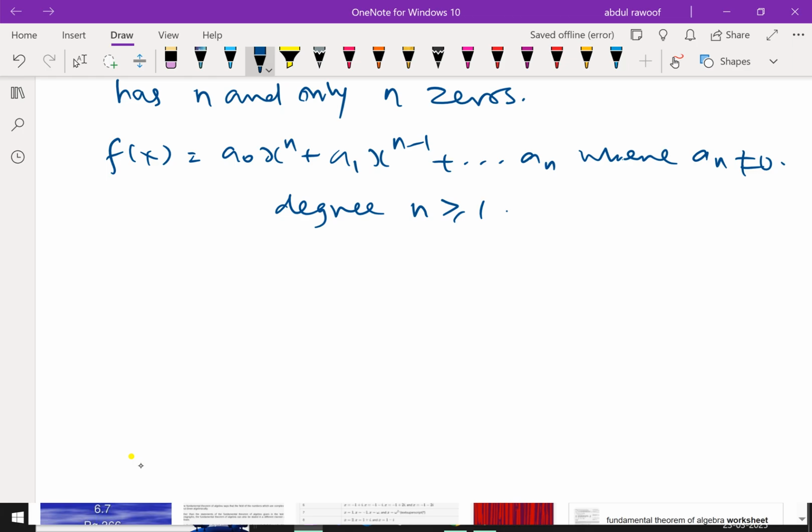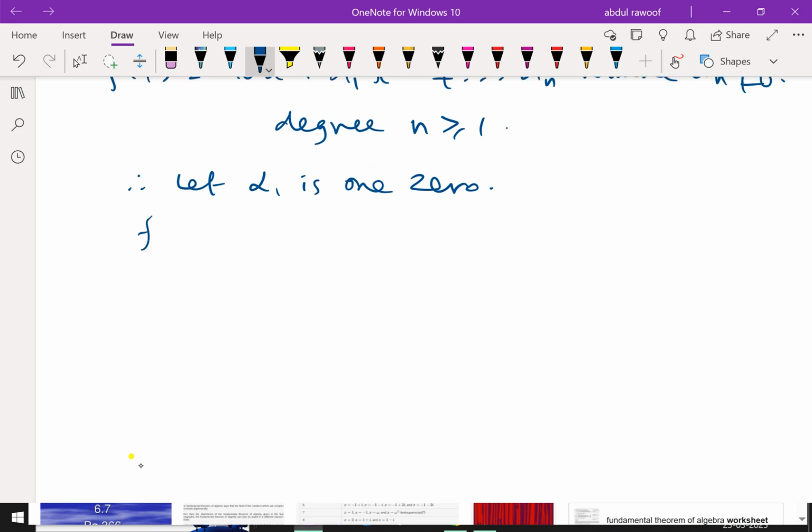f of x has at least one zero, that is alpha 1. Let alpha 1 be one zero of this polynomial, then we can say x minus alpha 1 is a factor of this polynomial.